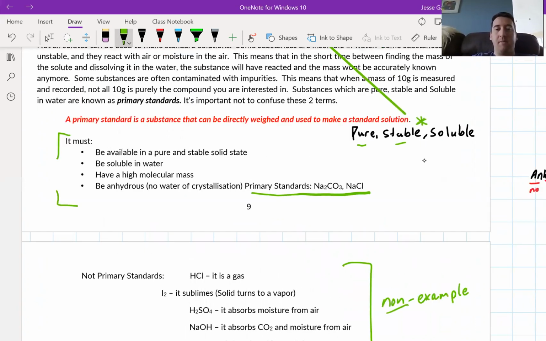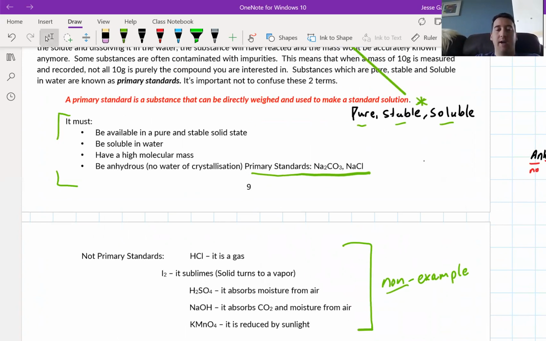It's not pure, it's not stable, it's not soluble, but it helps if you can explain why they're not pure, why they're not stable, why they're not soluble. So for example, H2SO4 is not stable because it absorbs moisture from the air. That's how we would say that.